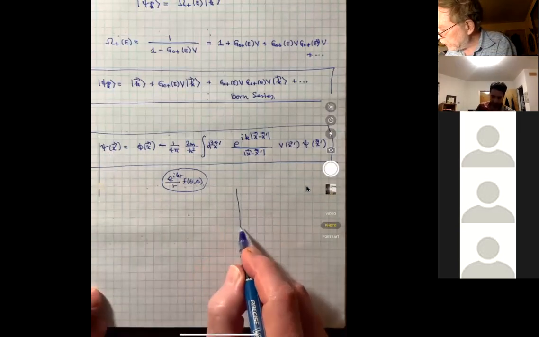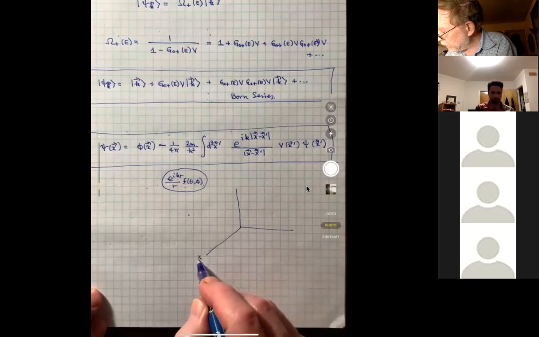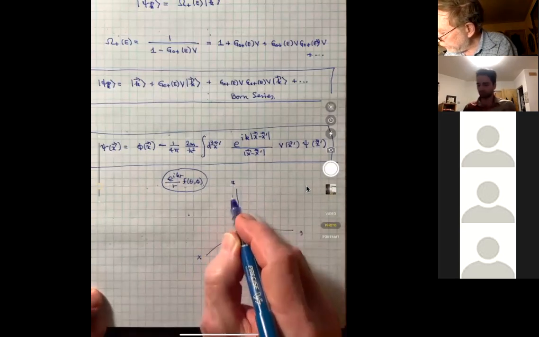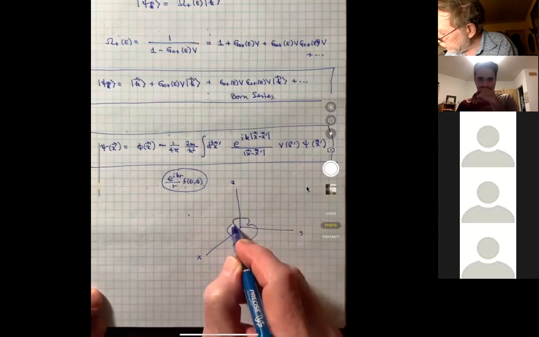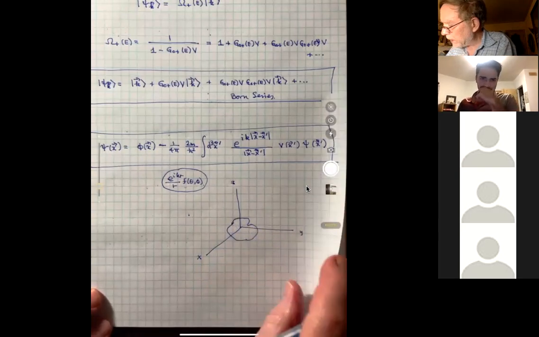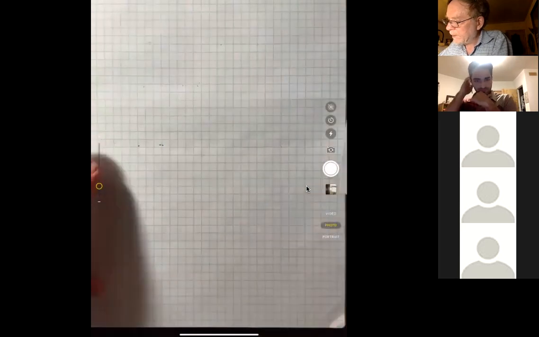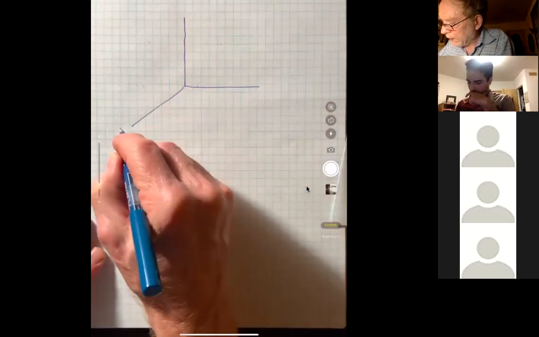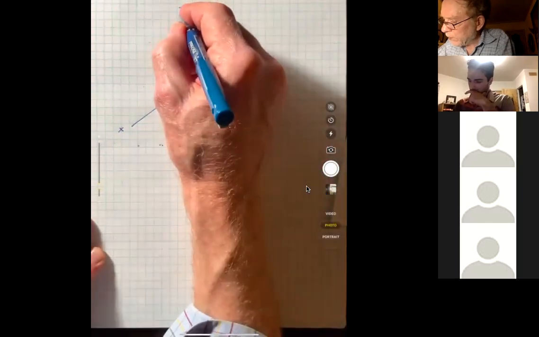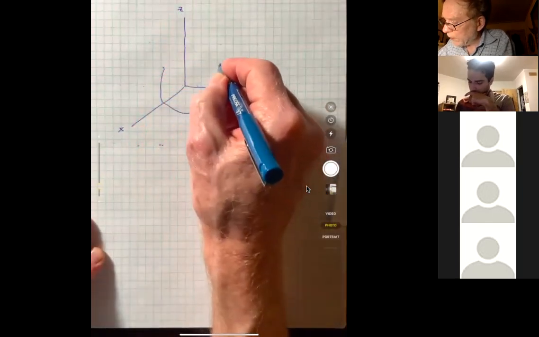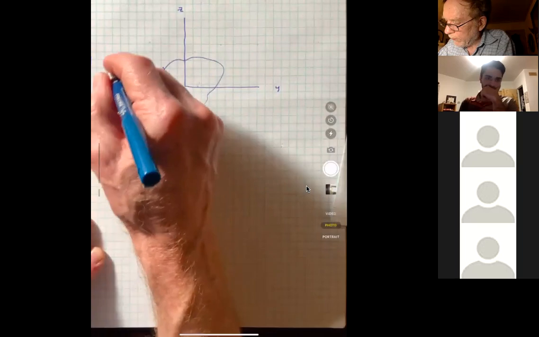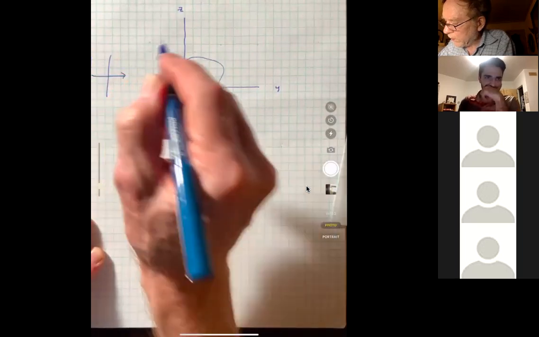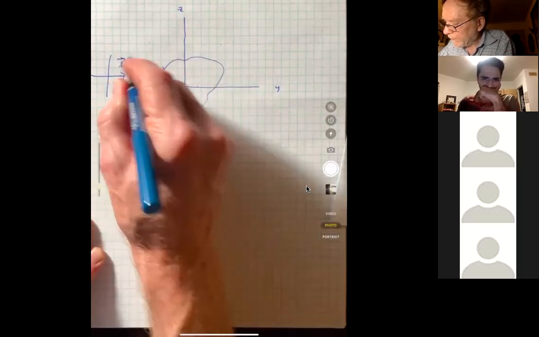So let me draw a picture here. Let's have axes x, y, and z. Let's have our potential here, which, as I keep saying, is allowed to be lumpy. No, I want to make a bigger picture. Let's make a bigger picture here, like this. X, Y, and Z. Here's our potential, which is allowed to be lumpy, like this. There's a plane wave coming in here, like so, the k vector.